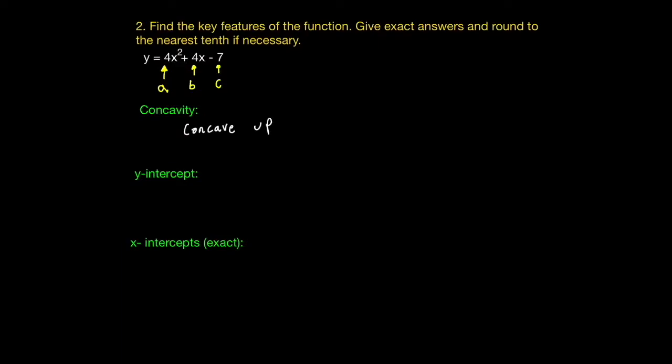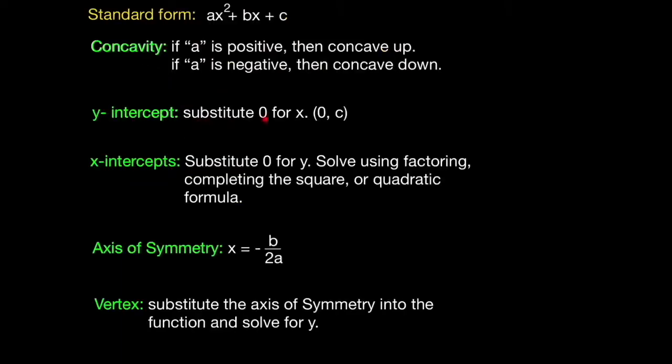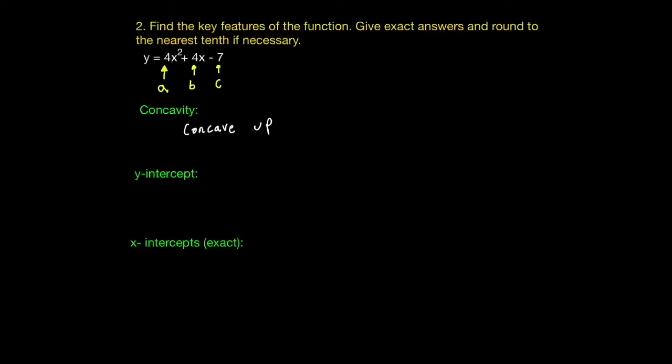Okay, now for the y-intercept, we have to substitute 0 for x, and then we'll have the outcome 0c. So here, we're going to have 0, and then the c term is negative 7. So this is the y-intercept, 0, negative 7, or if you're just identifying the y value, negative 7.